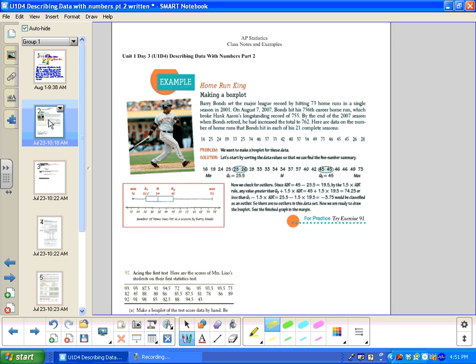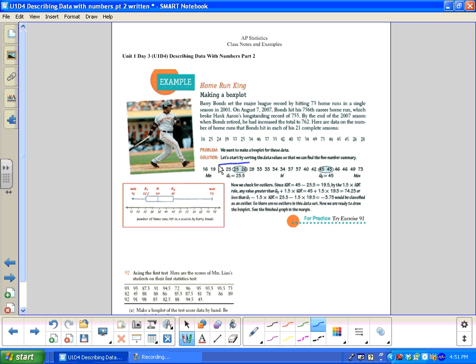Okay, so here we have Barry Bonds and his baseball record, the number of home runs per season. We are going to take a look at all this data and create a box plot for it. In order to create a box plot, you first need to find the 5-number summary. So start by sorting the data so we can find the 5-number summary.